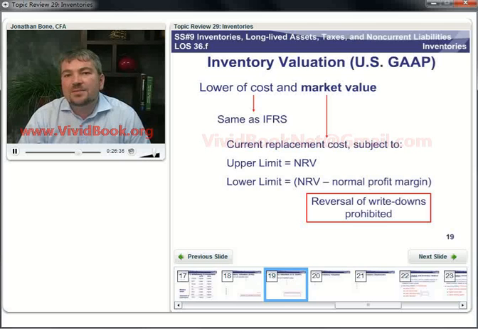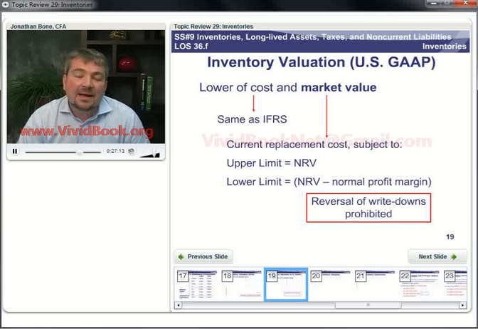But that replacement cost is subject to an upper and a lower limit. The upper limit is net realizable value, calculated just as we did for IFRS, i.e. selling price less any additional selling costs. Okay, so in other words, if replacement cost is above net realizable value, we'll just use net realizable value. There's also a lower limit, and the lower limit is net realizable value minus your standard profit margin. Again, if replacement cost is below this, we'll use NRV minus normal profit margin. So essentially, replacement cost is only used if it is between those upper and lower limits.